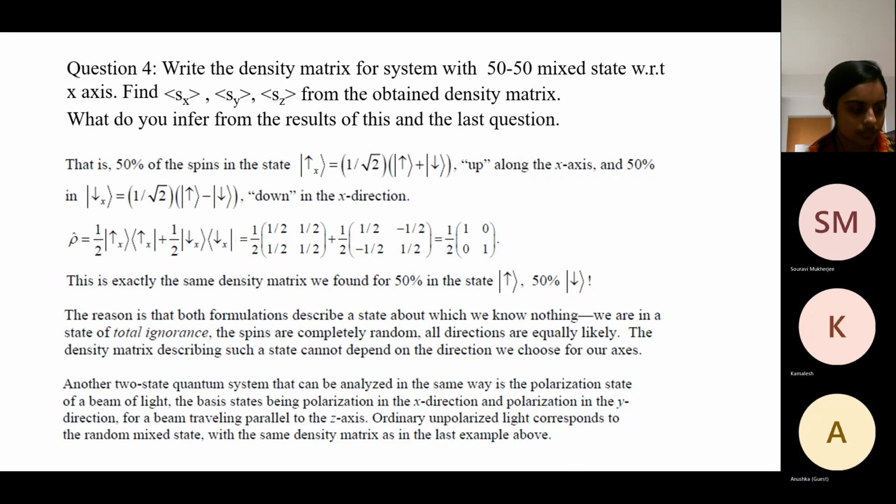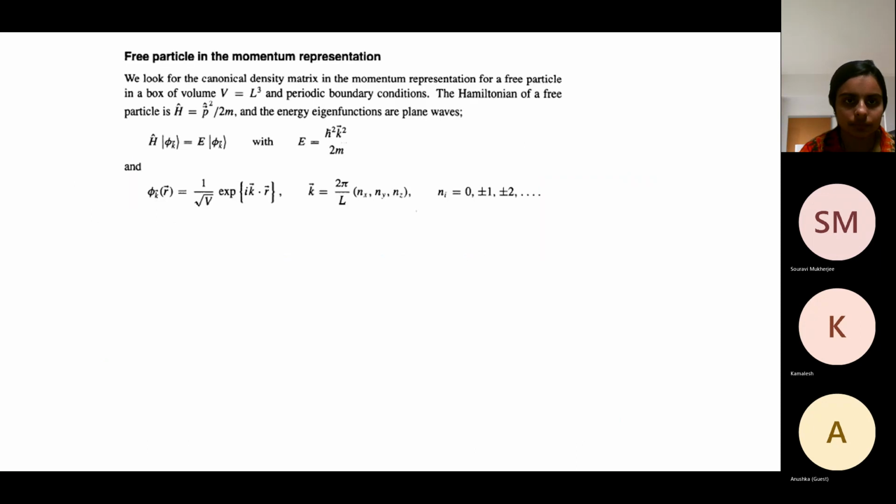Yes, ma'am. Kamlesh, is it clear? Yes, I'll consider it's clear. Okay. So now what we saw, we tried to solve the density matrix. Yes, ma'am, it is clear.